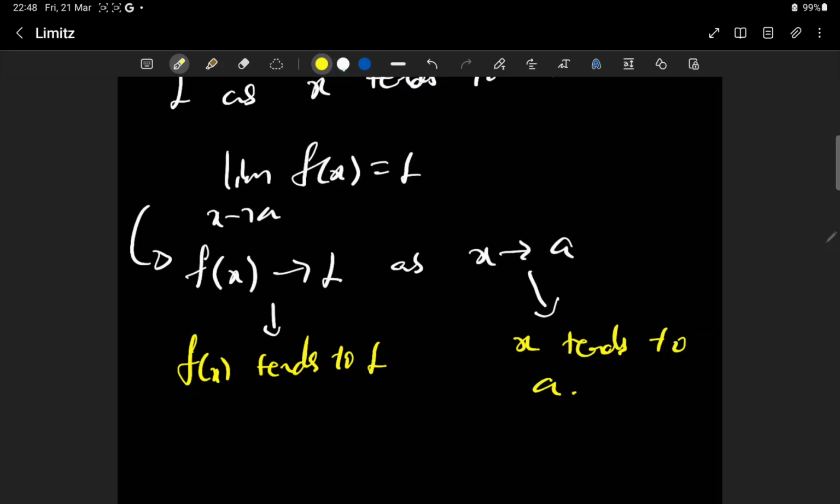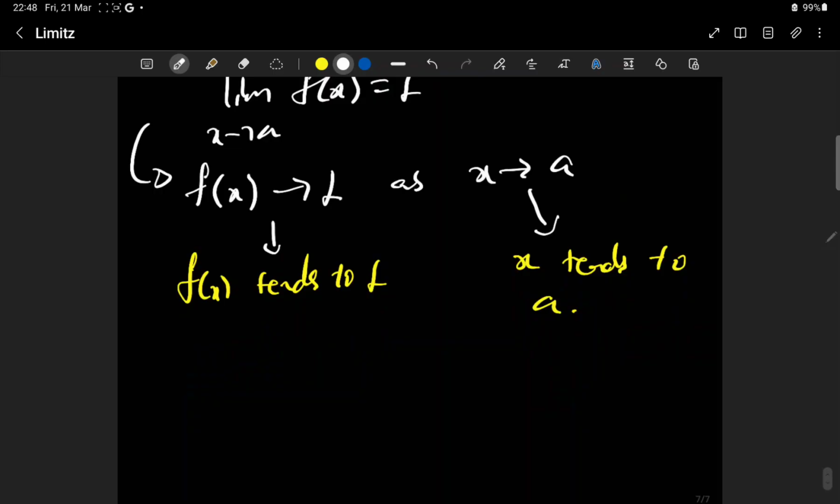Now, this is very much important to note from a theoretical perspective, because I think what I've realized, especially for first year students who have done limits from high school, they think that when we say x tends to a, that means x equals to a, and that's not necessarily true. So x tends to a and x equals to a are not the same thing. They are not the same thing.